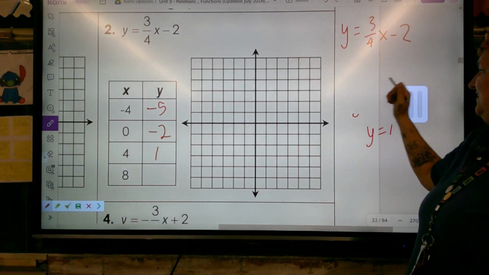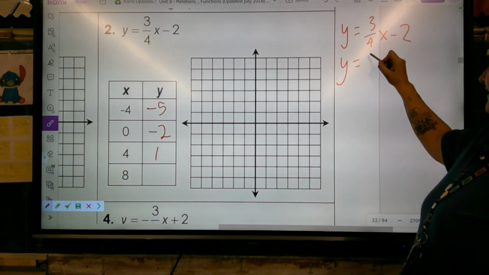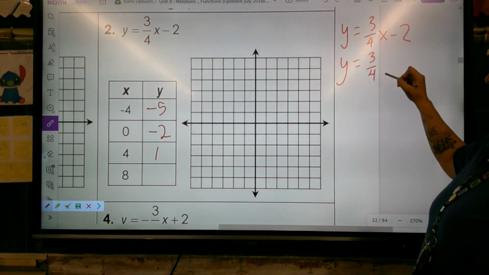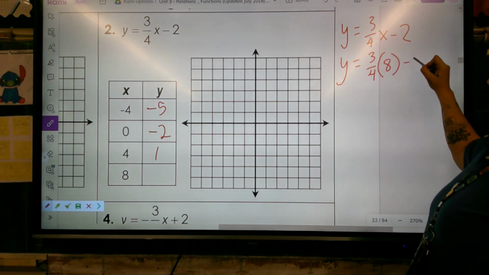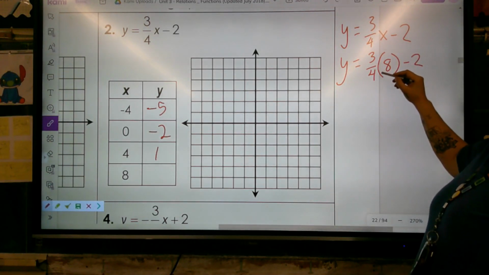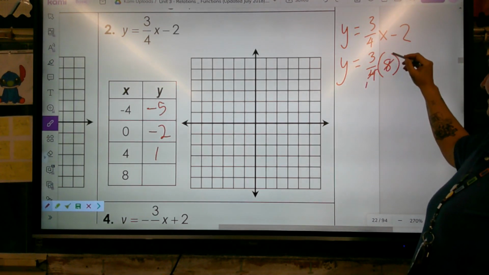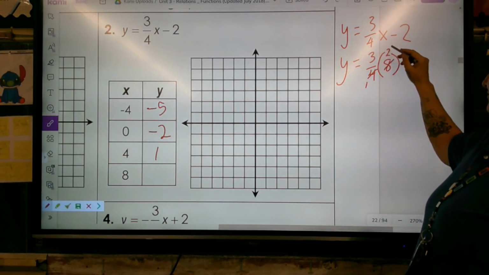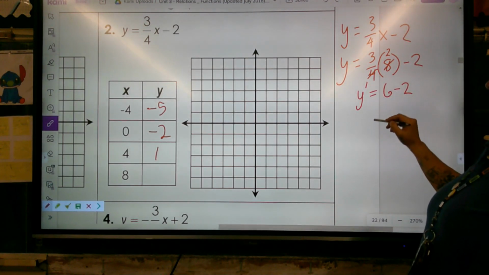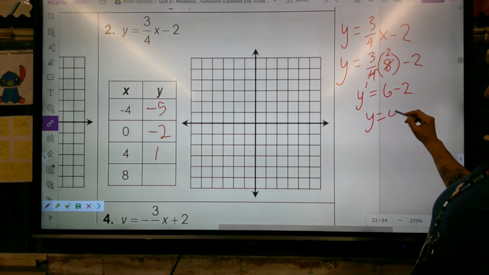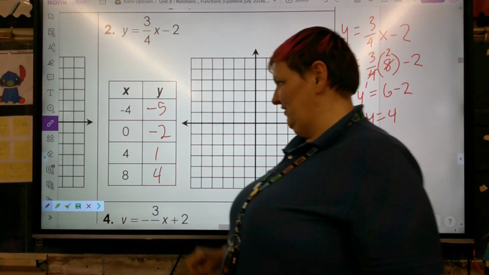Make sure you're pausing it and thinking about this. I know I'm moving a little fast. Slow it down if you need to. This time x is equal to 8. This simplifies. 4 goes into itself once. It goes into 8 twice. 3 times 2 is 6. So y is equal to 4. When x is 8, y is 4.